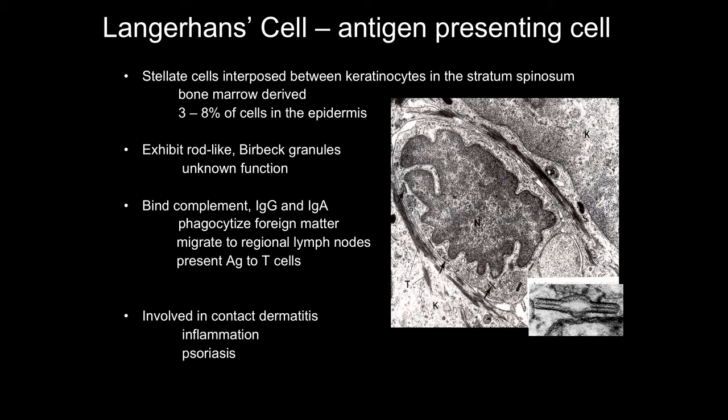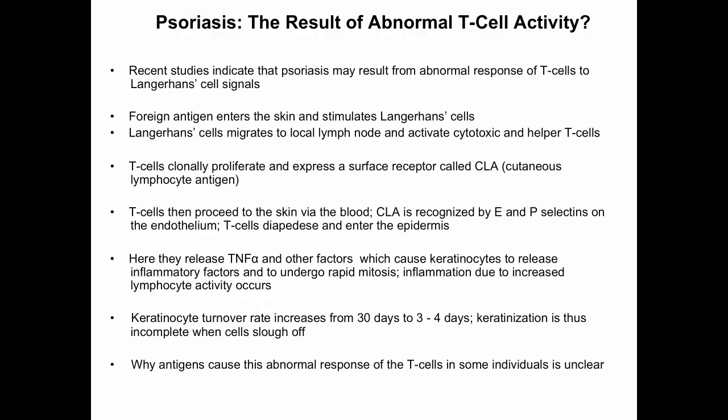Langerhans cells are believed to be involved in contact dermatitis, in processes like inflammation, and in processes like psoriasis. And we're beginning to think that psoriasis may be the result of abnormal T cell activity. Let me just walk you through this slide. Recent studies suggest that psoriasis may result from an abnormal interaction or response of T cells to Langerhans cell signals.